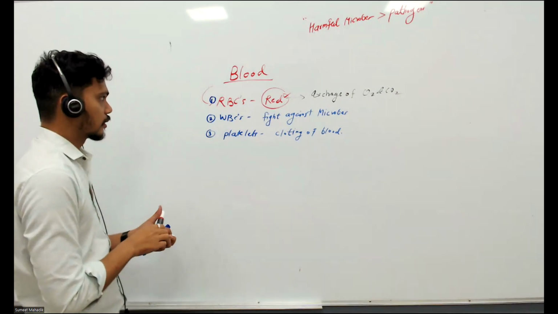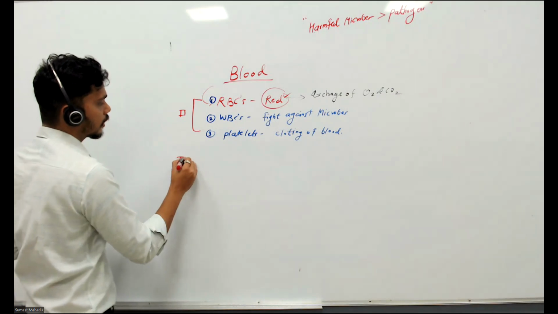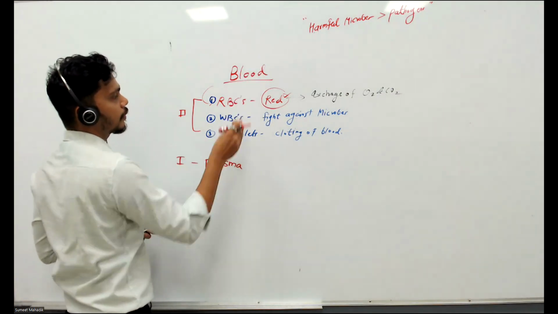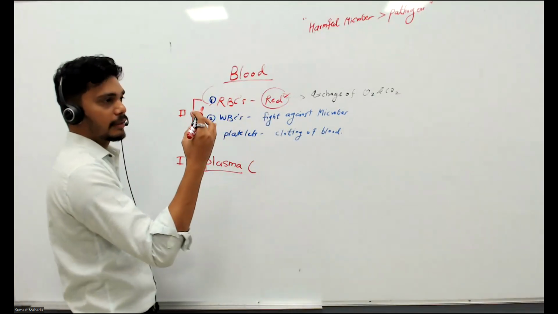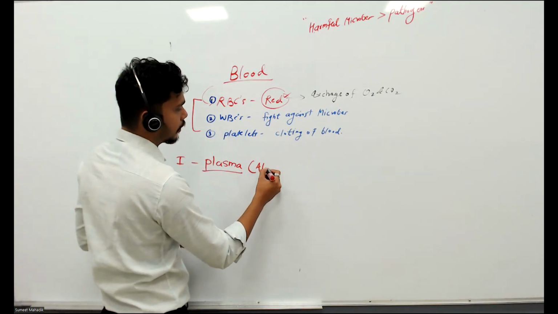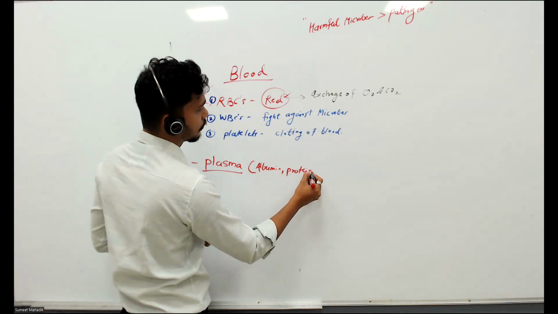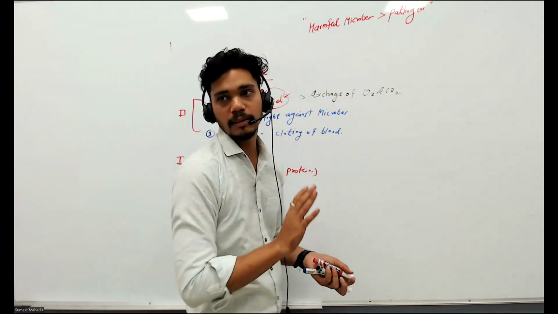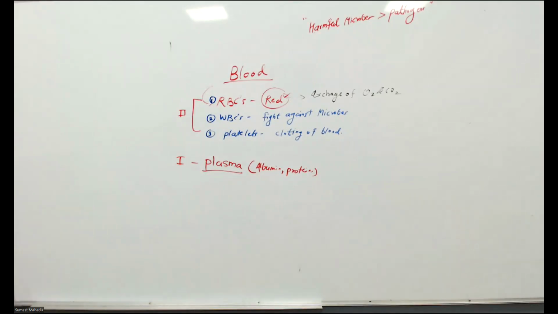Apart from this, the first one contains the plasma. So blood is composed of the plasma and these things. Plasma will contain albumin and other proteins, all the things will be there. So blood is composed of this many things. So these are your notes.